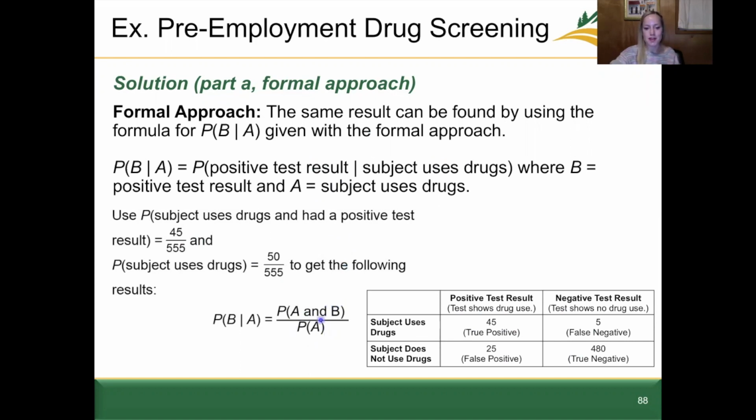Let's figure out our denominator. So the probability of just event A occurring. Event A is specifying the subjects that use drugs. To figure out just the probability of A then, we need to look at this first row.